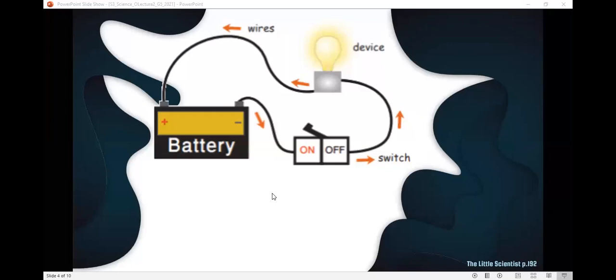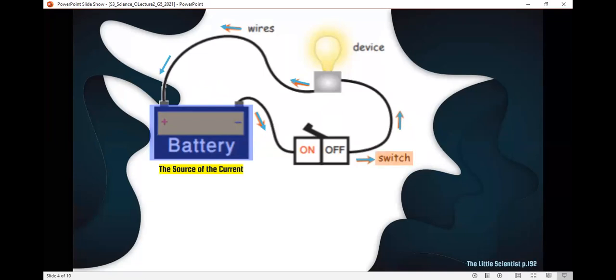The battery. Excellent. The battery is the source of the electricity, of the electric current. Then you will see the electrons flowing inside wires. Okay?